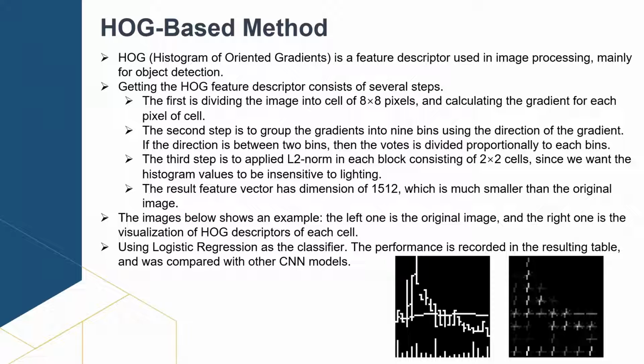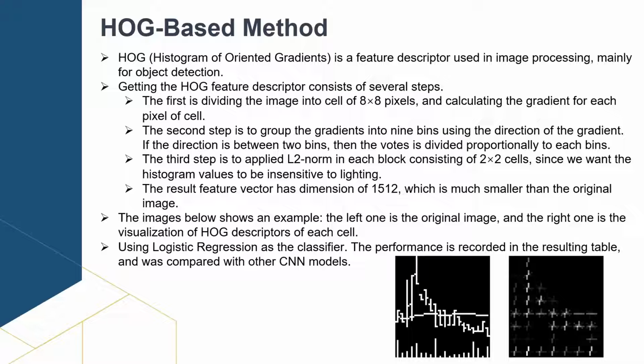So the first thing we did is to implement a traditional method based on HOG feature. HOG is short for histogram of oriented gradients. It's a feature descriptor used in image processing, mainly for object detection. So getting the HOG feature descriptor in our project consists of several steps. The first is dividing the image into cells of 8 by 8 pixels and then calculating the gradients for each pixel of the cell. And the second step is to group the gradients into 9 bins using the directions of the gradients. If the direction is between 2 bins, the vote is divided proportionally to each bin.